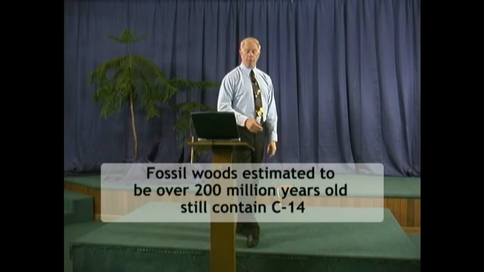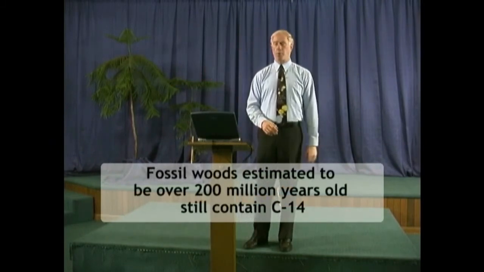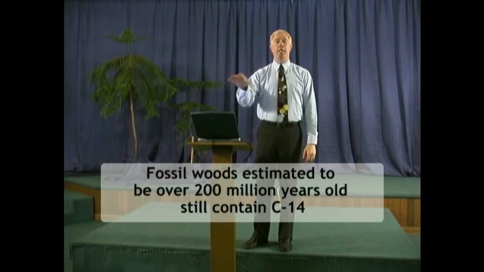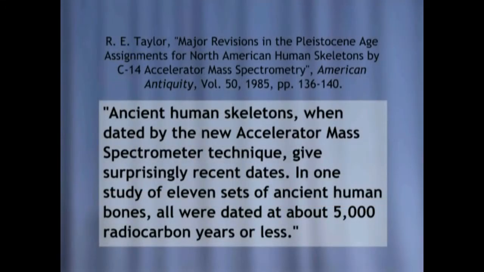Fossil woods estimated to be over 200 million years old, we are still finding detectable carbon-14 in it, meaning what? That wood cannot be that old. So, carbon-14 in recent dates. Here's a new article out. It states this: ancient human skeletons, when dated by the new accelerator mass spectrometer technique, give surprisingly recent dates. In one study of 11 sets of ancient human bones, all were dated about 5,000 radiocarbon years or less.